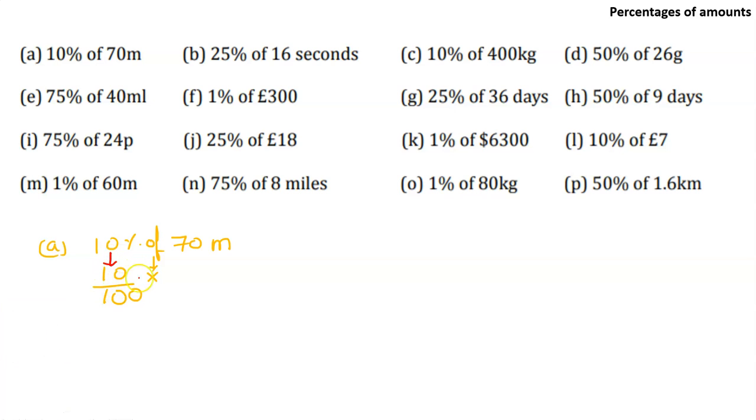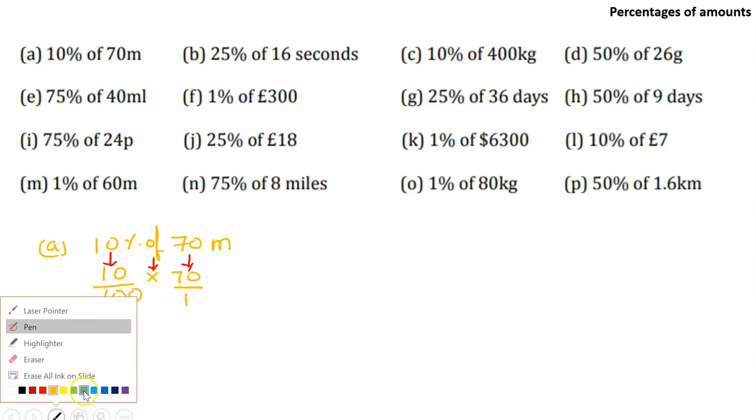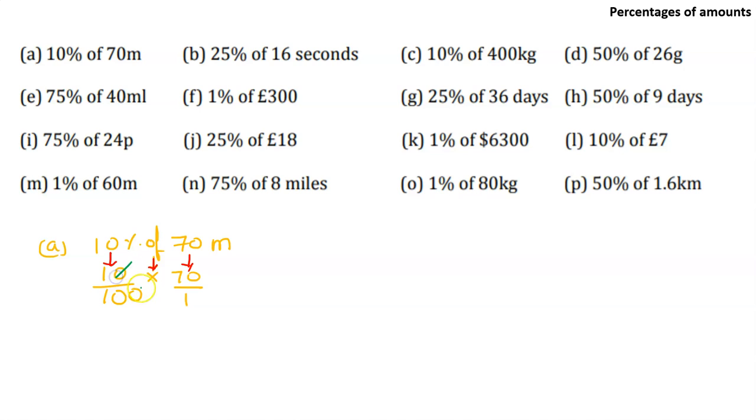10% means 10 upon 100. Of means times sign, and the amount is 70. So we got 70 here, and there is nothing below, so you can assume 1. You can sort out the zeros first. One top 0 cancels by one bottom 0, and the other top 0 cancels by the other bottom 0. So we got 7 meters here.